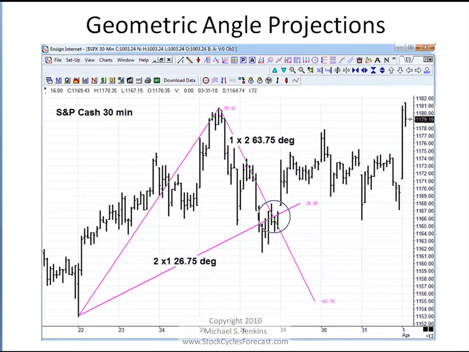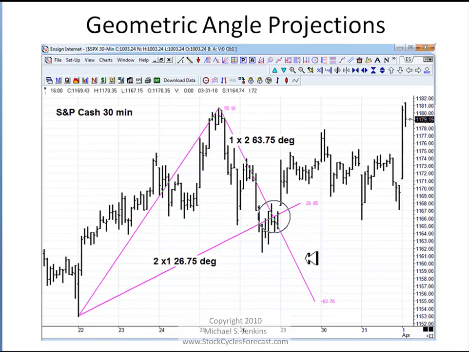Besides using the offset traditional angles, the 30, 45s, and 60s, we can use the geometric angles. In particular, here we show an example of a steep 1x2, or 63 3/4 degree angle, coming off the top. And we have coming off the bottom a less steep 2x1, 26 3/4 degree angle. Where they intersect approximates an area where we could expect the low. And also we'd throw in probably our 50% retracement would fall in there too.